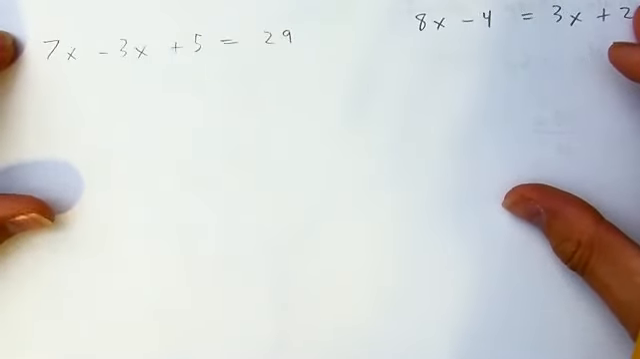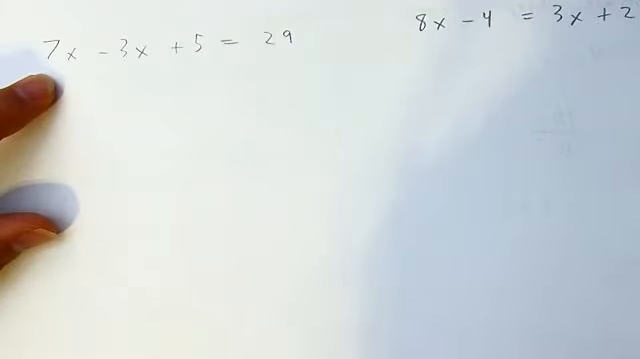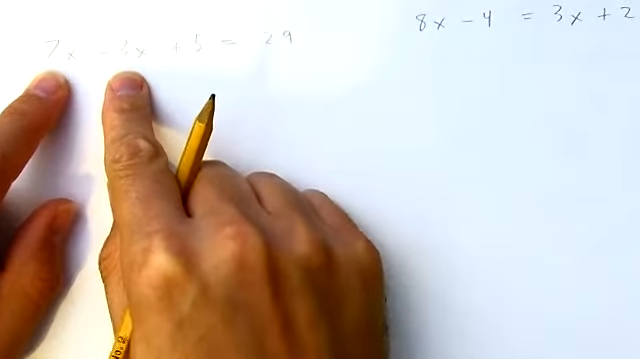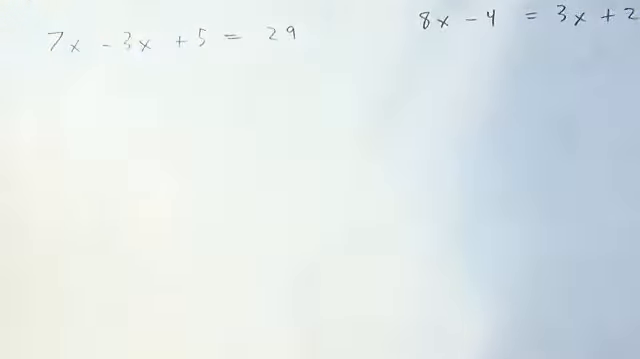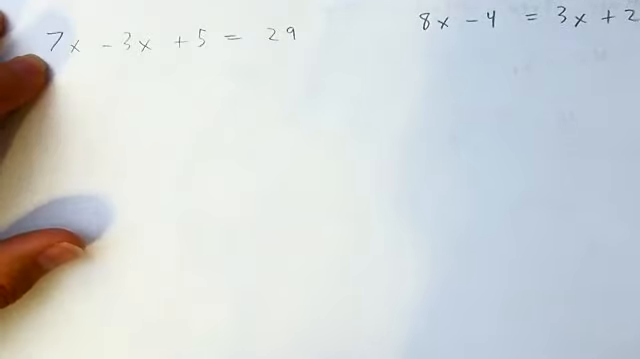So on this one, your variables are already on the same side. Now they're not always going to be beside each other. Sometimes the plus 5 might be in the middle. It's still the exact same. If they're on the same side of the equation, then you can just simply combine them.